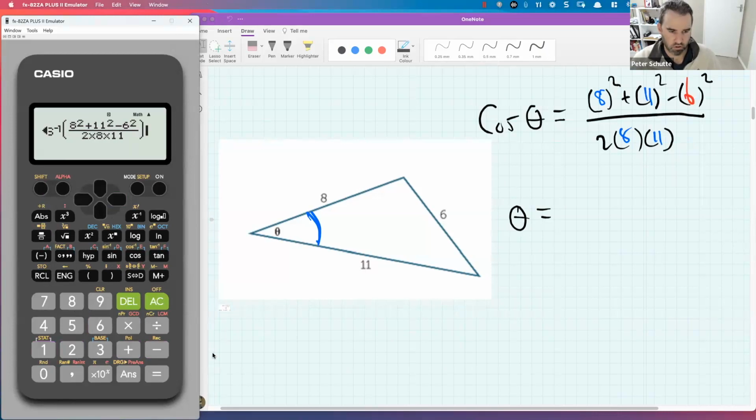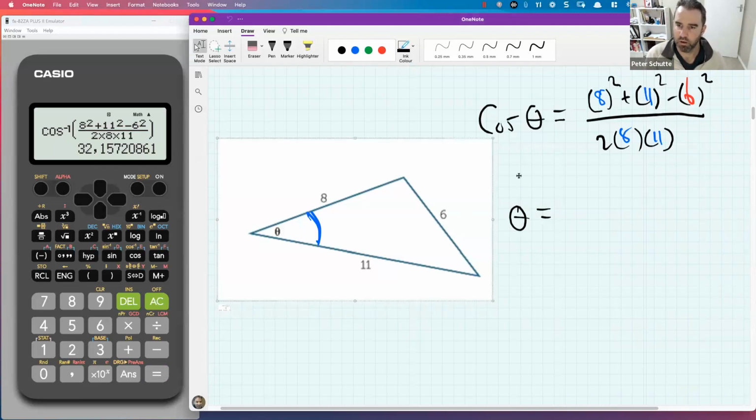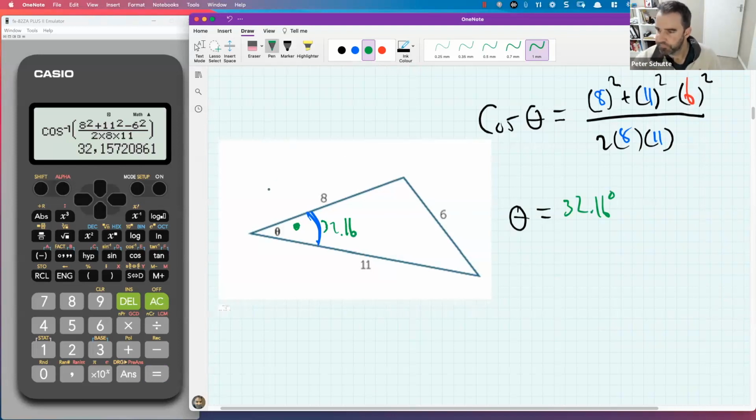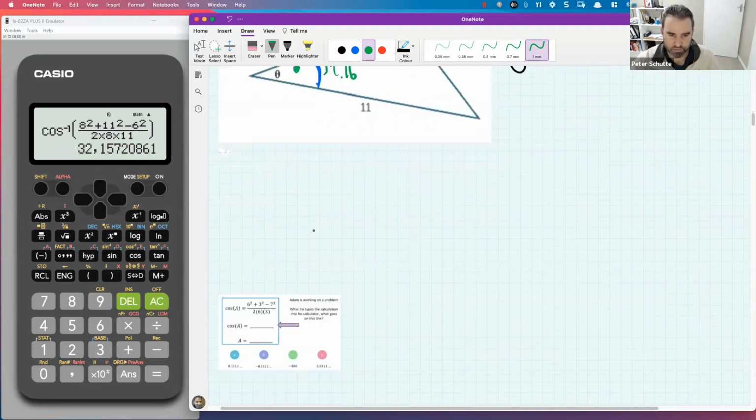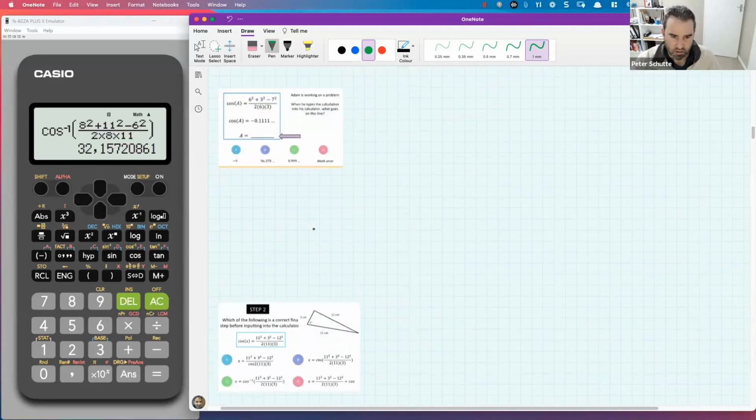Okay, now the answer. If I look at the chat, lots of students are saying 32.16. Let's see if I agree. I agree. 32.16. Okay. So that's going to be 32.16. So I do feel as if we are figuring this out.